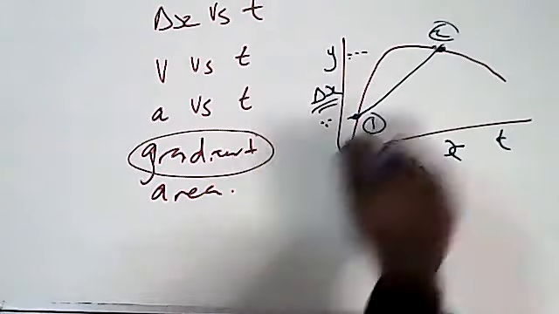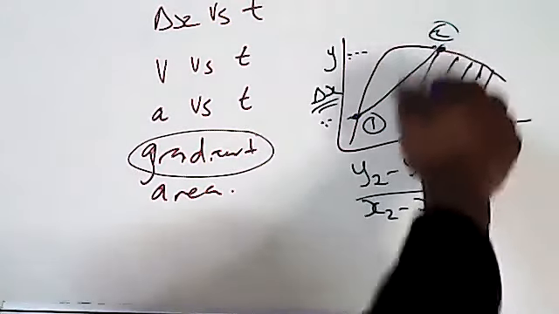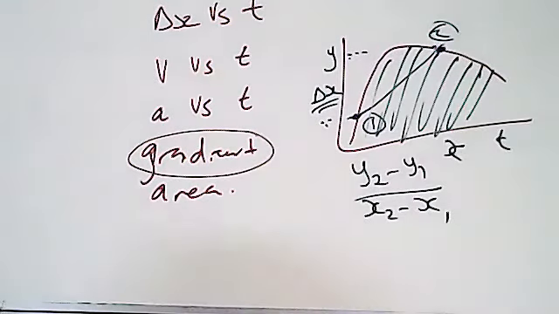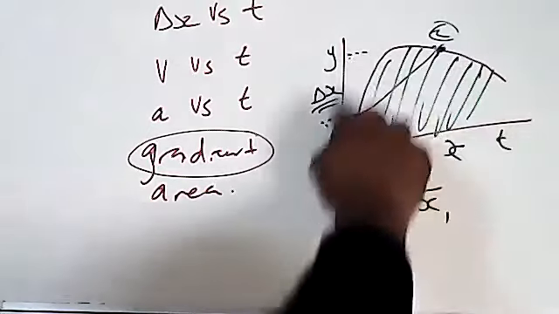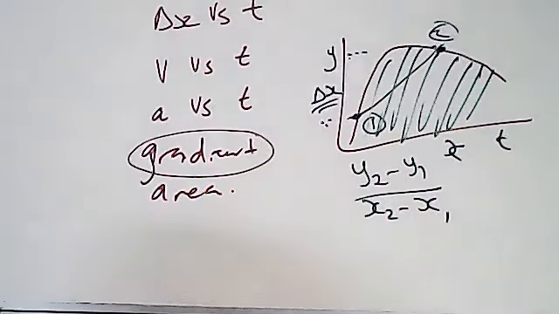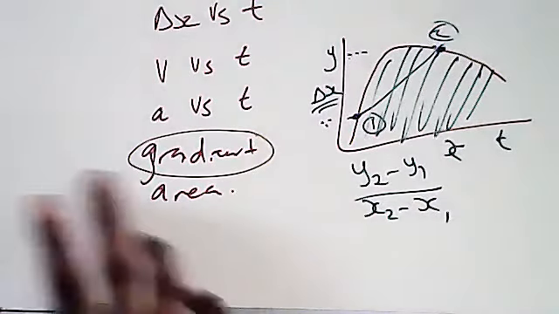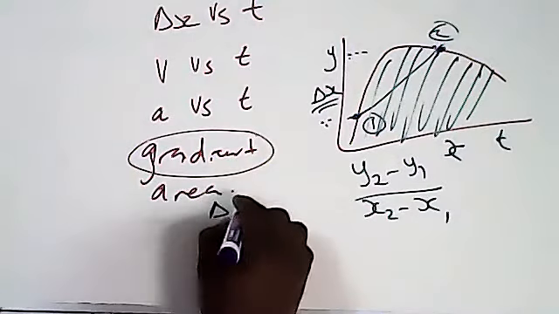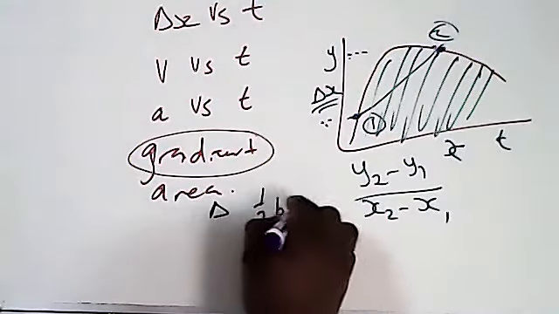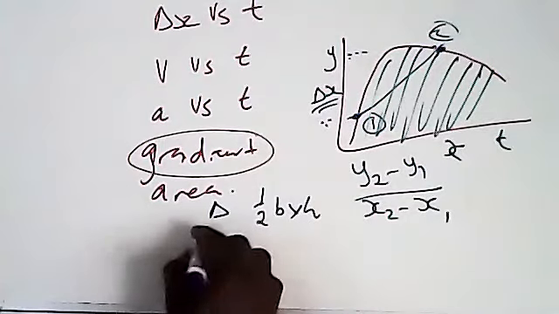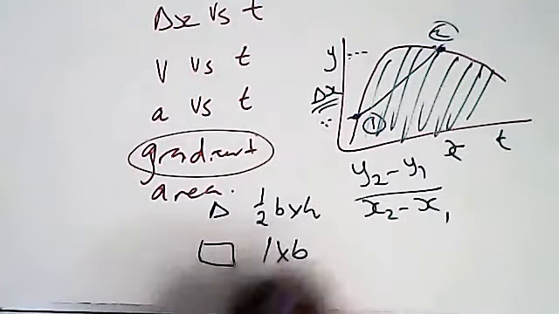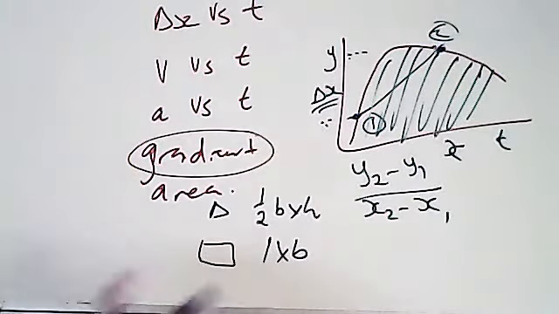Your area simply means: what do we have under the graph? The whole portion we have under this graph, that is your area. Now I want you to know the area of two things. The area of a triangle, which is given by half base multiplied by height, and the area of a rectangle, which is given by length multiplied by breadth. Now, I'm going to explain why I'm giving you these things.